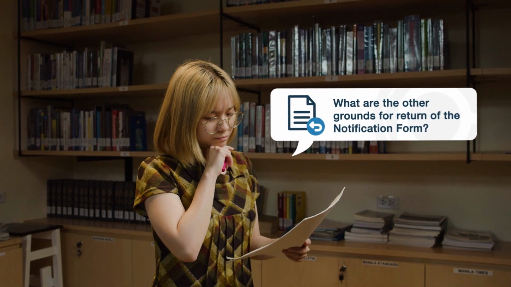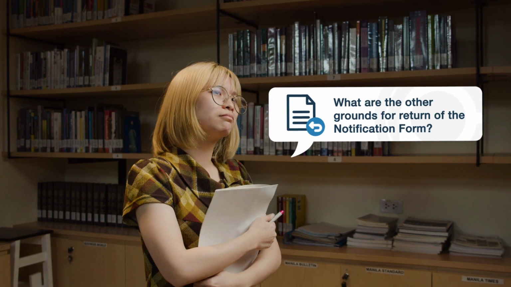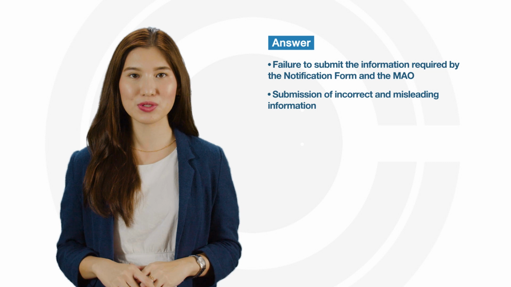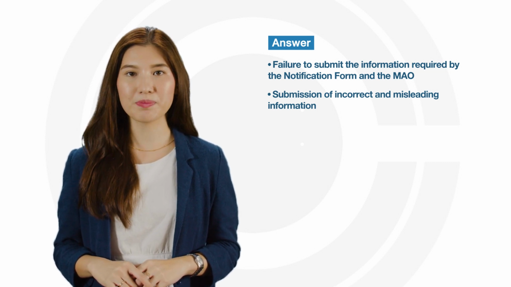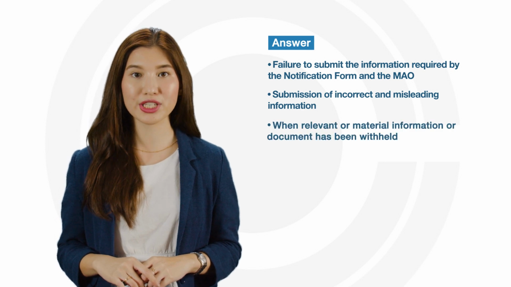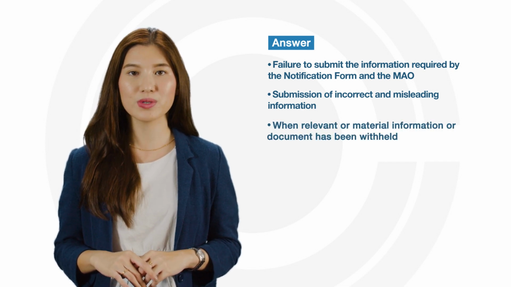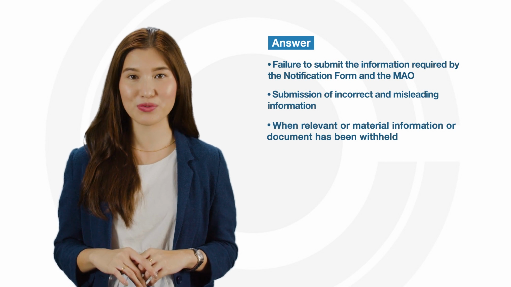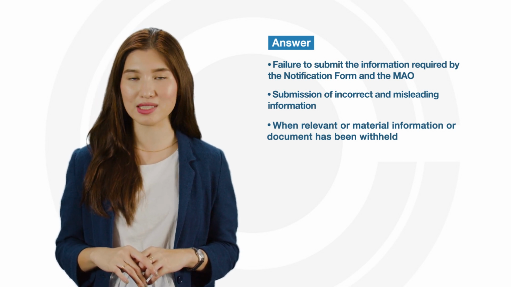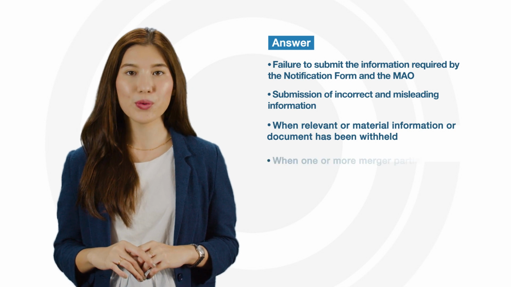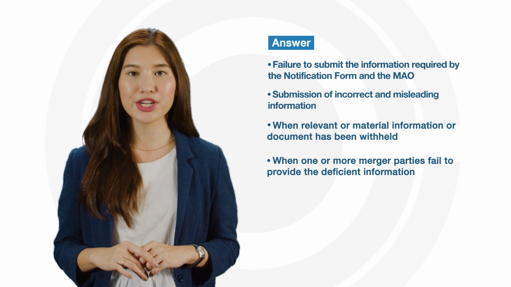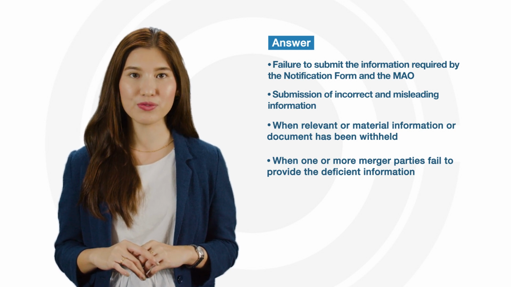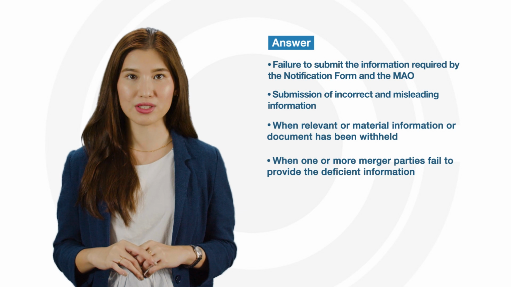What are the other grounds for return of the notification form? The notification form and its appendices may also be returned to the parties for the following reasons. First, when the PCC finds that any information or document required under the form, which is relevant or material to the PCC's review, has been withheld from the PCC. Second, when one or more merger parties fail to provide the deficient information required by the PCC in its notice of deficiency or request for information.